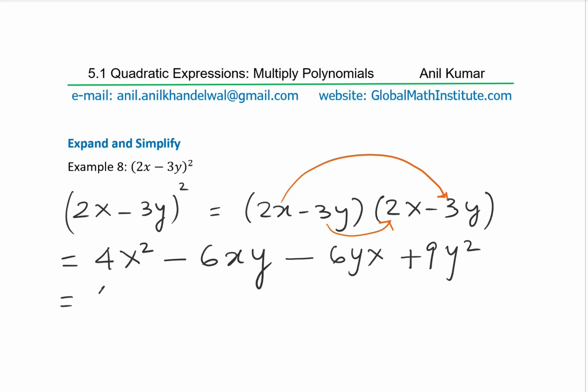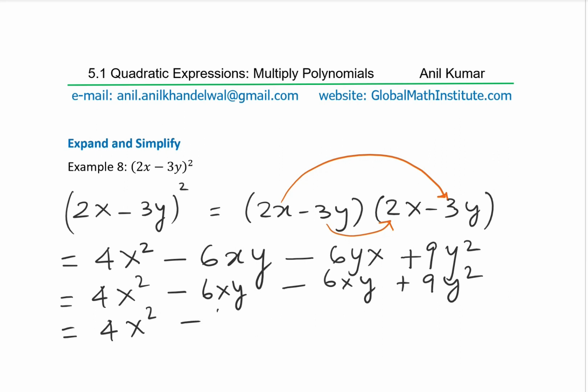Now let's rewrite this. We have 4x squared minus 6xy. Now remember, 6yx is the same as 6xy. Commutative law. You can combine these now. So you get 4x squared minus 6 plus 6 is 12xy plus 9y squared. And so we get our result, which is, let me underline it, 4x squared minus 12xy plus 9y squared. Perfect. Now here is another question for you.